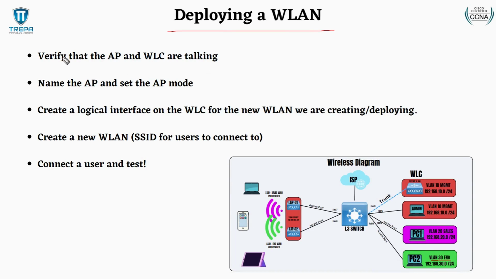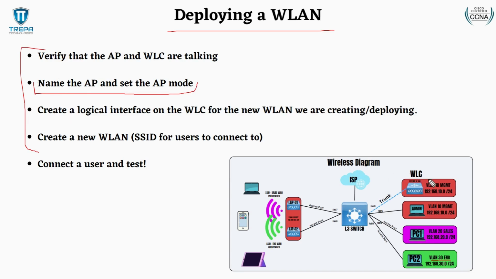So the first thing we're going to go over is our steps. First, we're going to verify that the access point and the wireless LAN controller are talking, essentially making sure that the access point we have connected actually joined the wireless LAN controller and has those CAPWAP connections. Then we're going to name the AP and set the AP mode. If we want, we can change the access point name. We can set the kind of mode it's doing, so local, FlexConnect, right?